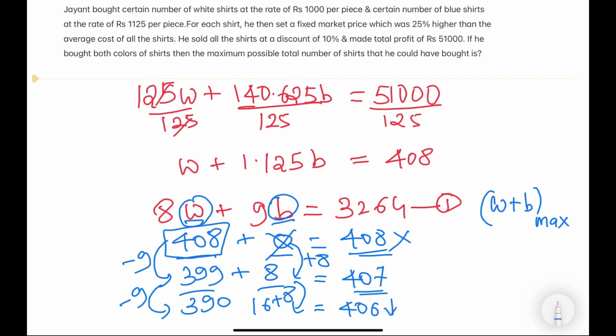So the maximum possible value of W plus B, or the total number of shirts that he could buy, is 407. Very lengthy, but very doable question. It will take some time. Something that you must attempt towards the end of the exam in round 3 probably. And that is your answer, 407.